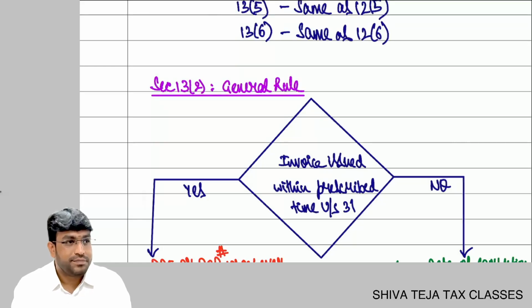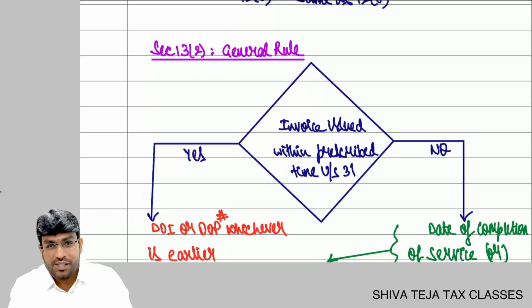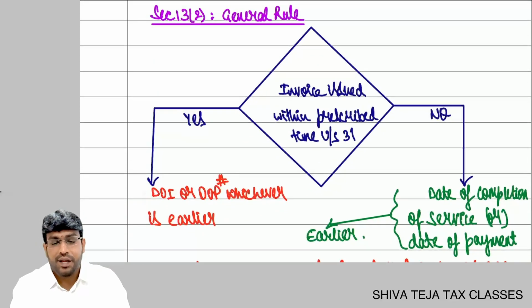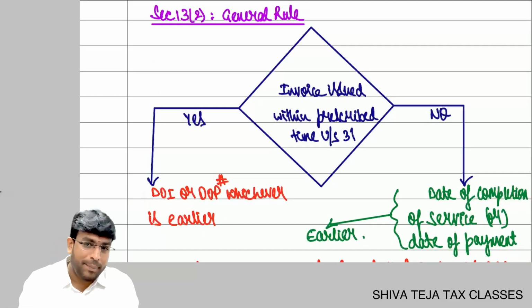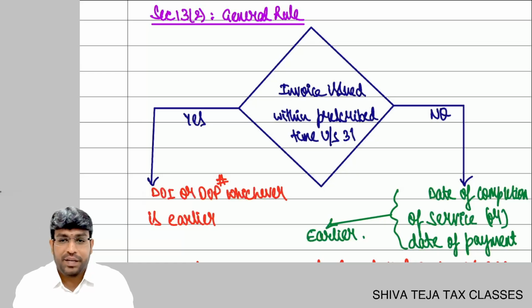So if invoice is given within the prescribed time, what is the answer, friends? Date of invoice, date of payment, whichever is earlier. And if it is not given within prescribed time, date of completion of service or date of payment, whichever is earlier.